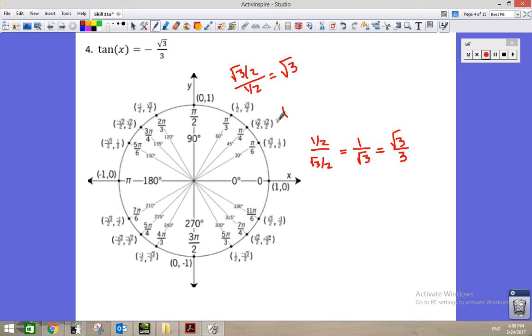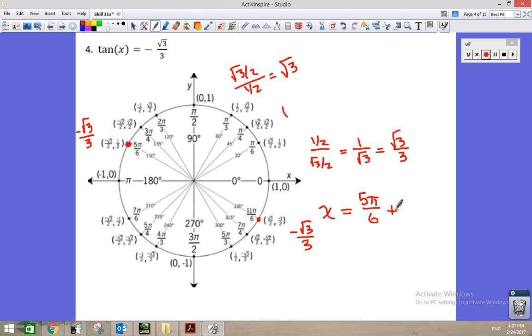Here x and y are both positive, their ratio is positive. Here x and y are both negative, their ratio is positive. So if I'm trying to describe the infinitely many solutions to this equation, I'm not interested in this point because it has a positive ratio, but I am interested in this point over here, because it's going to have a negative ratio of negative square root of 3 divided by 3. And down here, the same thing, it's going to have a negative ratio like that. So if I want to describe these infinitely many points, I'm going to start with this 5 pi over 6.